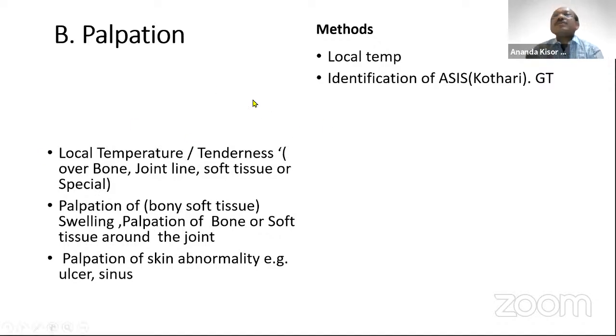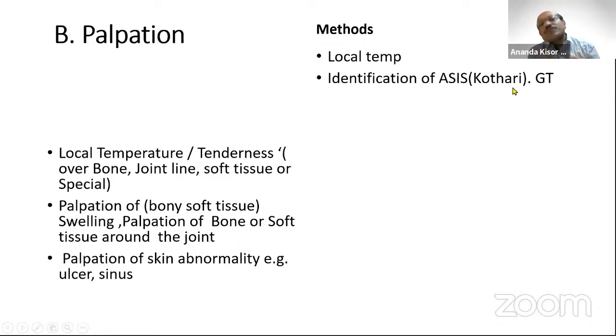So if the hip joint is very painful, then without moving the hip joint, we can easily ascertain the exact amount of abduction or adduction deformity. Okay, now the identification of GT, this is also another method which is examined.